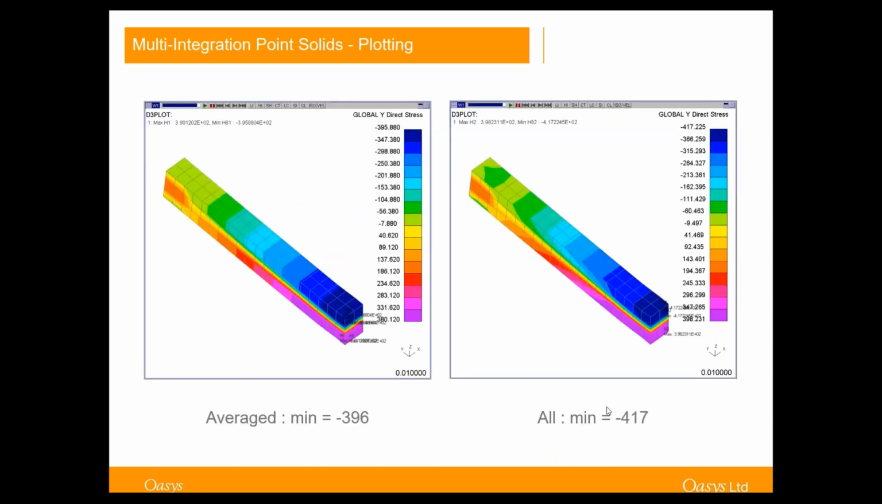So by plotting all of the integration points, you better pick up the peak stresses in the model. Just by way of an illustration of this, these two images show the same model. The image on the left is showing results averaged at center, and that gives a minimum stress of minus 396. Whereas on the right-hand side, we're showing the same model, and we've set the integration points to all points separately. We can see that the minimum has gone to minus 417, so sort of a 5% increase in that test case.